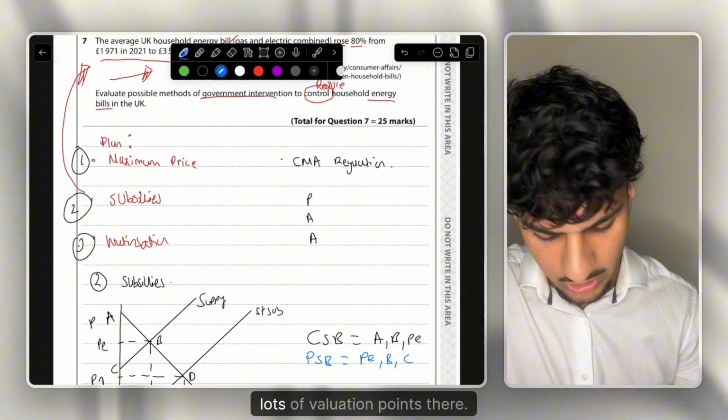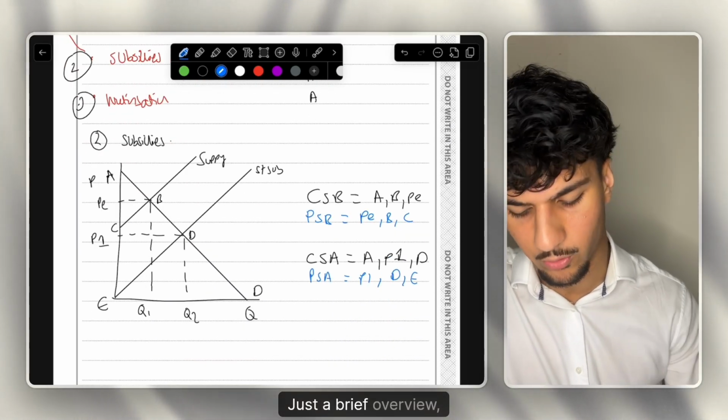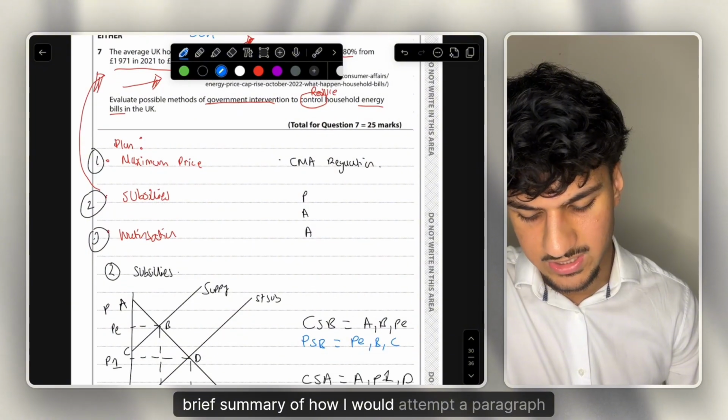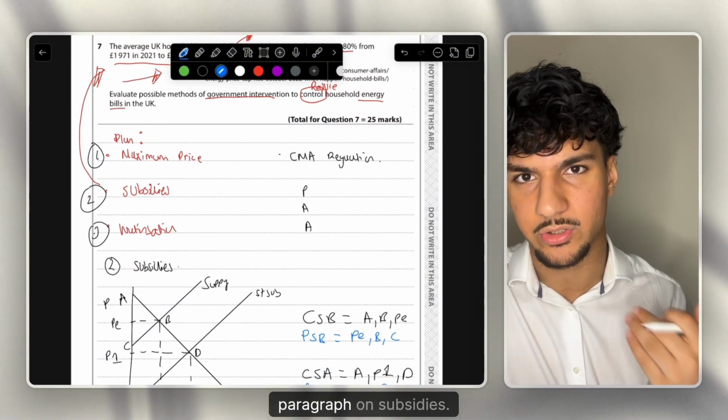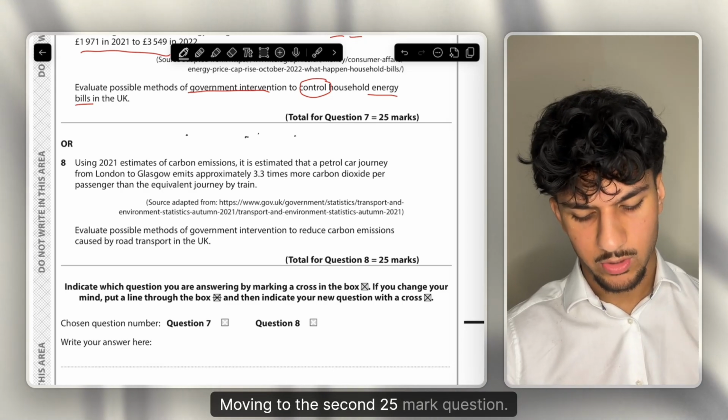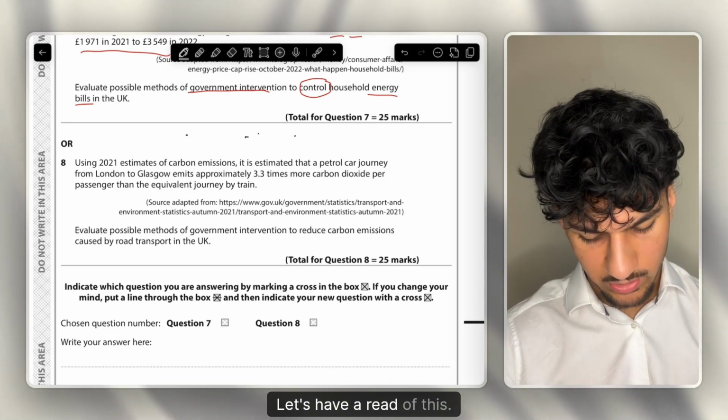But yeah, of course, lots of evaluation points there, just a brief overview, brief summary of how I would attempt a paragraph on maximum prices and how I would attempt a paragraph on subsidy. Moving on to the second 25 mark question, let's have a read of this.